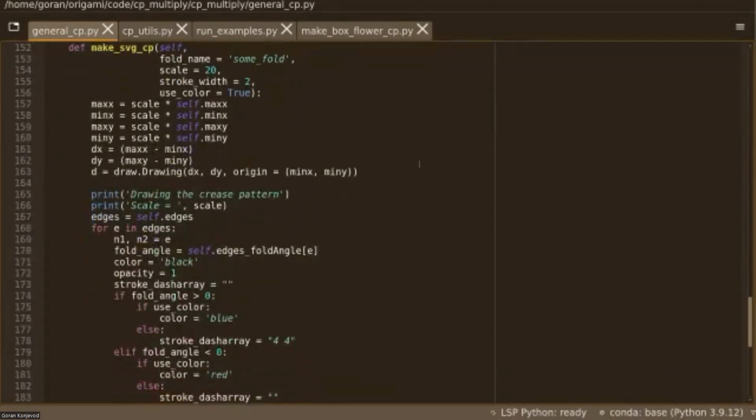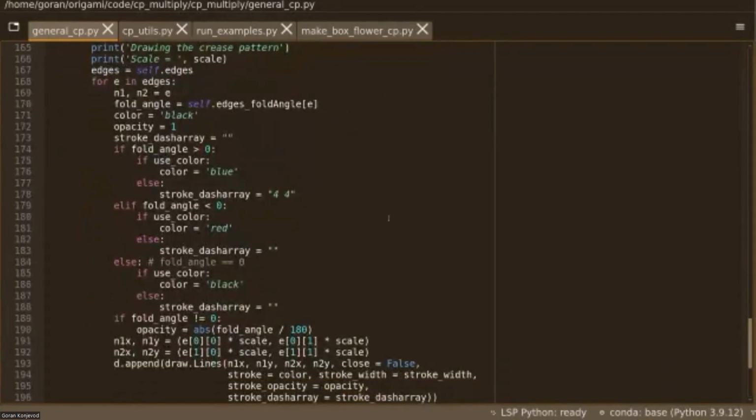And then there's additional stuff that I found useful when generating some patterns to repeat things and so on. Okay, so this is the one that actually draws the crease pattern in as an SVG file. It first figures out the minimum and maximum values and sets up a drawing. This uses a Python library called draw SVG. But again, all of the work is done here. It goes through a list of edges and basically draws the lines using the indicated color.